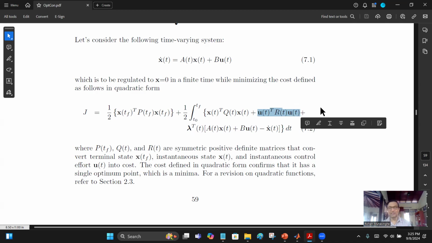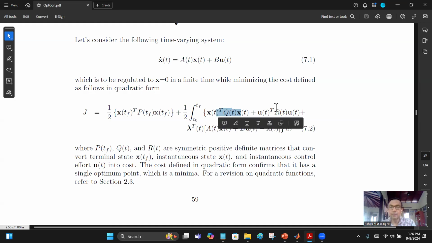Every moment there's a control signal, right? If it is just one control signal, you just get the square. In that case, R is just a number. But if you have more than one control, then it's a vector, and you need to have the same structure as the states. So this first part over here is the running cost.